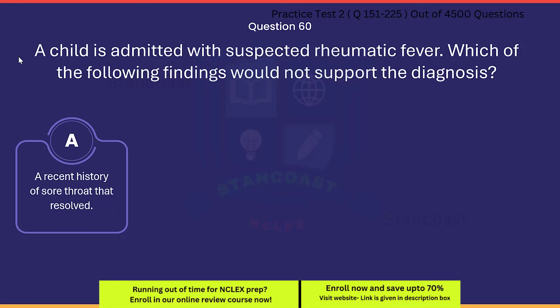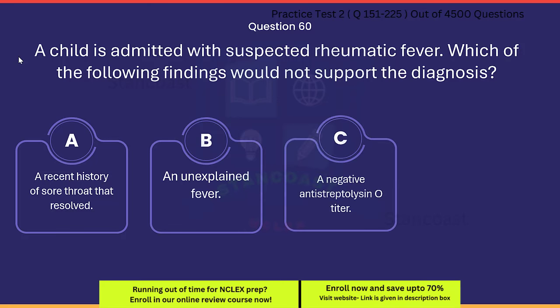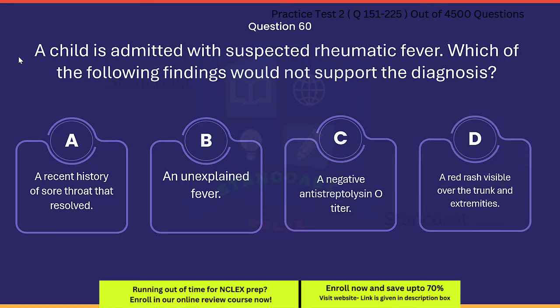A. A recent history of sore throat that resolved. B. An unexplained fever. C. A negative anti-streptolysin O titer. D. A red rash visible over the trunk and extremities. Think about the diagnostic indicators for rheumatic fever.